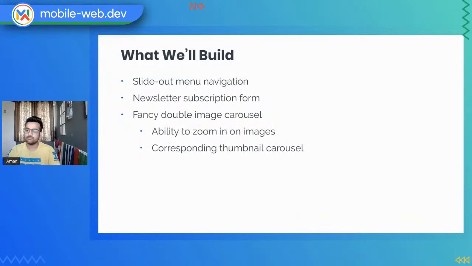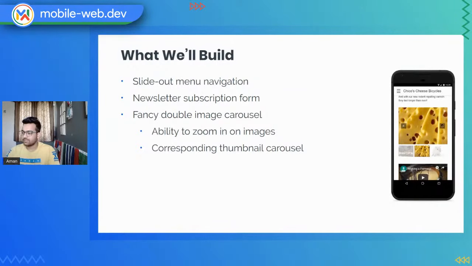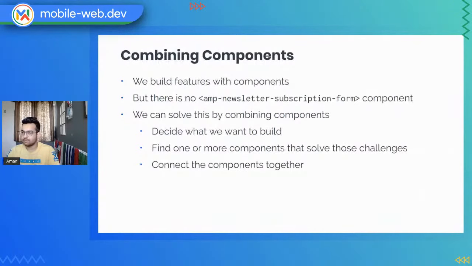So what we'll build today: a slide-out menu navigation bar, what you usually see on phones and on desktop also, a collapsible navigation bar. We'll be building a newsletter subscription form, and also a fancy double image carousel with zoom capability and a corresponding thumbnail. This is all that we are going to discuss today, how you can make these things. Oh, I forgot that there was an animation in this slide.